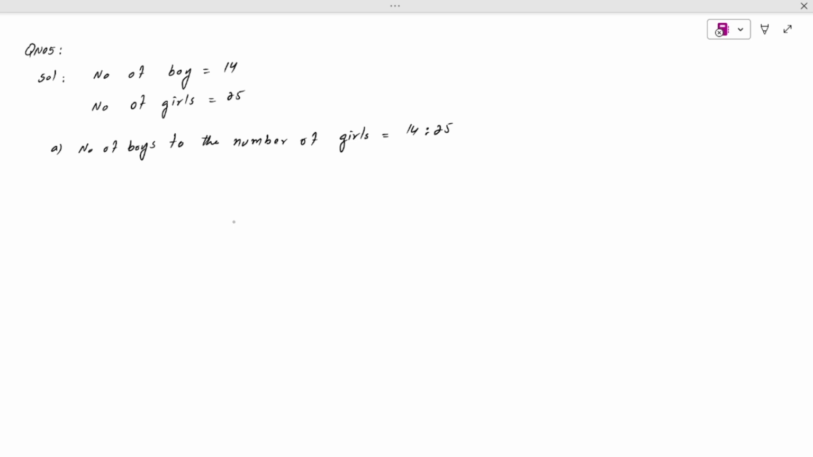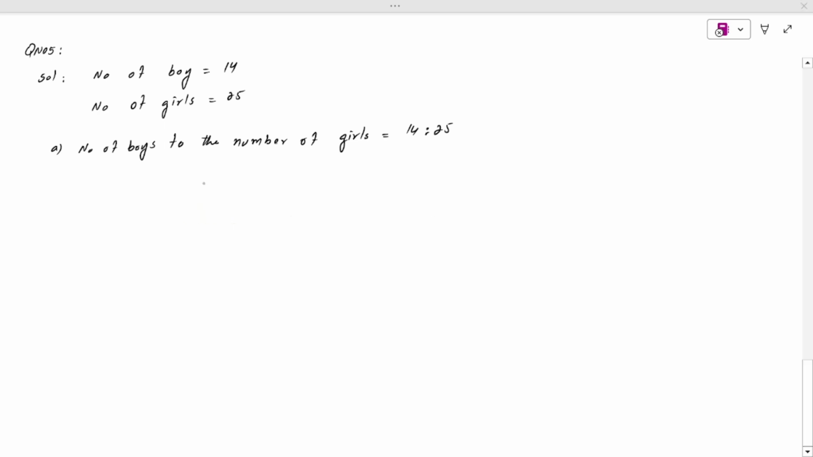Number of boys is equal to 14. Number of girls is equal to 25. Part A is the number of boys to the number of girls. This ratio now is 14 ratio 25, which we had to find.